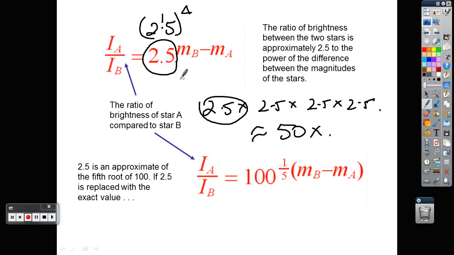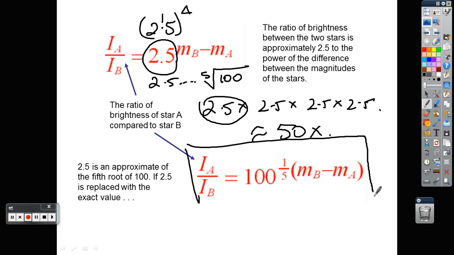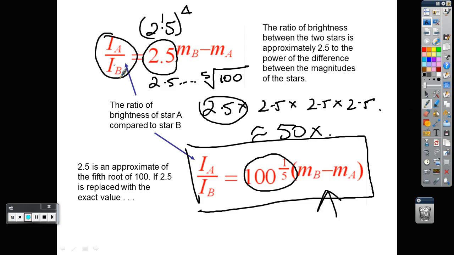Now, this 2.5 is only an approximation. It's 2.5 and a bit, and the reason is it's the fifth root of 100. This is the actual formula that we are given on our formula sheet to compare brightnesses: 100 to the 1/5, the fifth root of 100. So this is the exact formula, and the other is a quick ready reckoner. Remember, A and B, the little fraction in front, is just how bright one is compared to the other. Don't overly worry about the A's and B's. The number up here, the difference of the magnitudes, should always be a positive number, meaning one is brighter than the other.